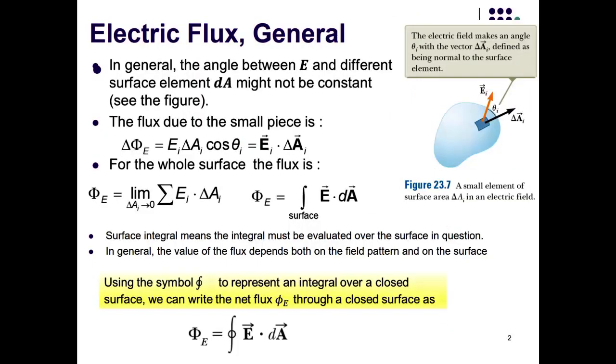In general, the angle between electric field and area is not always constant. So for example, in this shape, the yellow vector is the electric field direction. dA here is a small element, a small surface. When we say surface element, we mean a small area.